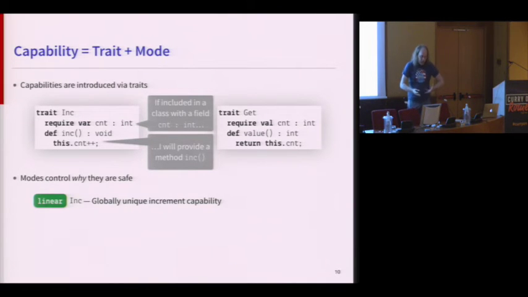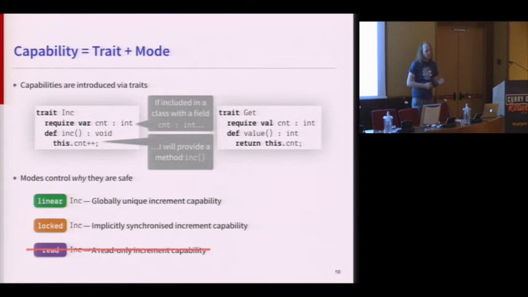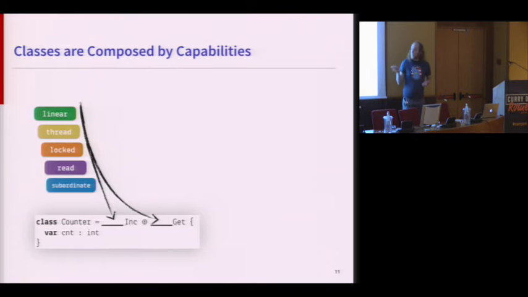to specify why the capability is safe to use. So for example, linear inc is an increment capability that is globally unique. A locked inc is an increment capability that is implicitly synchronized using locks. A read inc would be a read-only increment capability, but this will not be well formed since we're performing updates in this trait. But on the other hand, a read get would be fine because we're only performing reads.